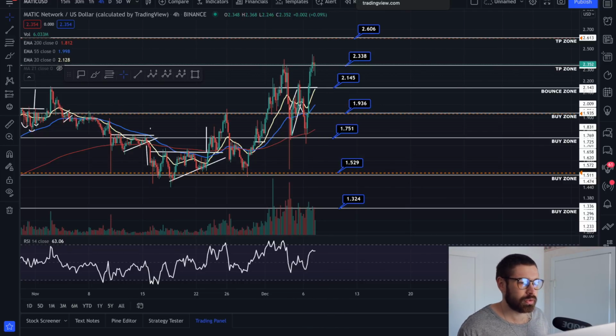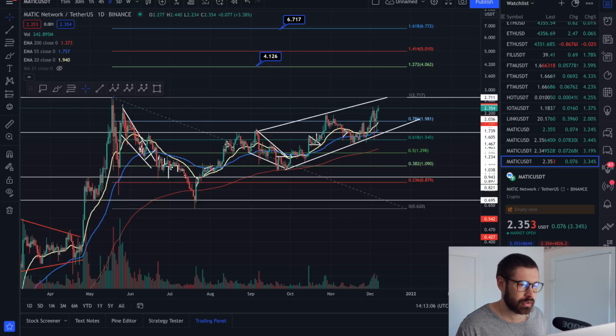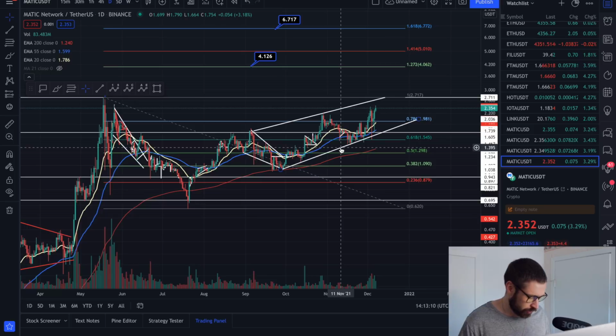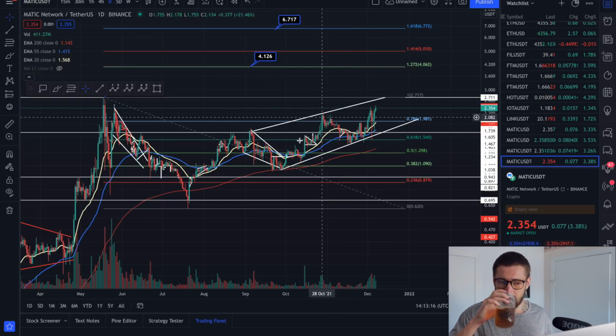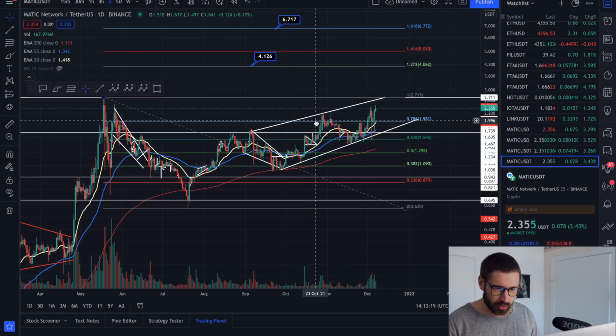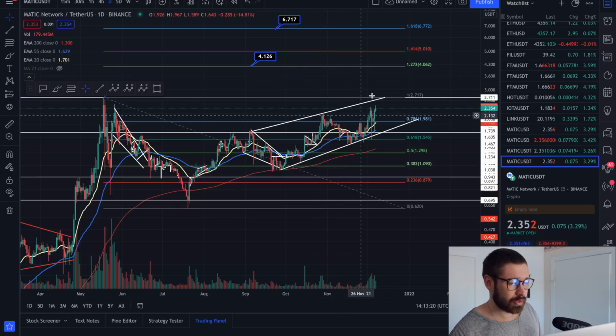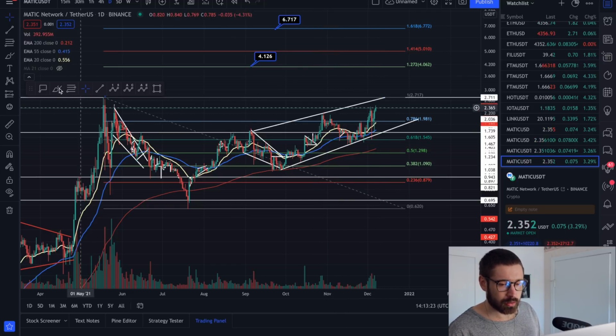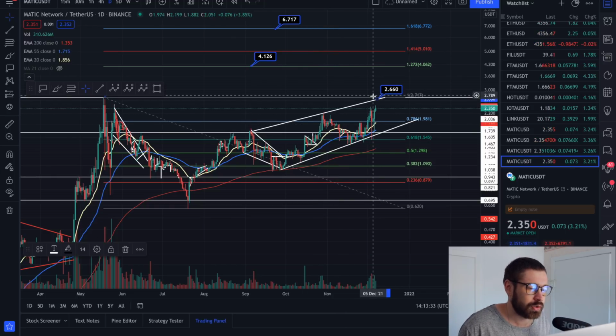So I want to jump over to the daily time frame, guys. So we're here on the daily. You can see we beautifully held this trend line. Matic is one of the strongest moving coins right now in the market that are in the top 100. As you can see, we broke this previous high, and we're heading up to the top of our channel here, which is coming in. Let me drop a little price target, coming in at about 266.